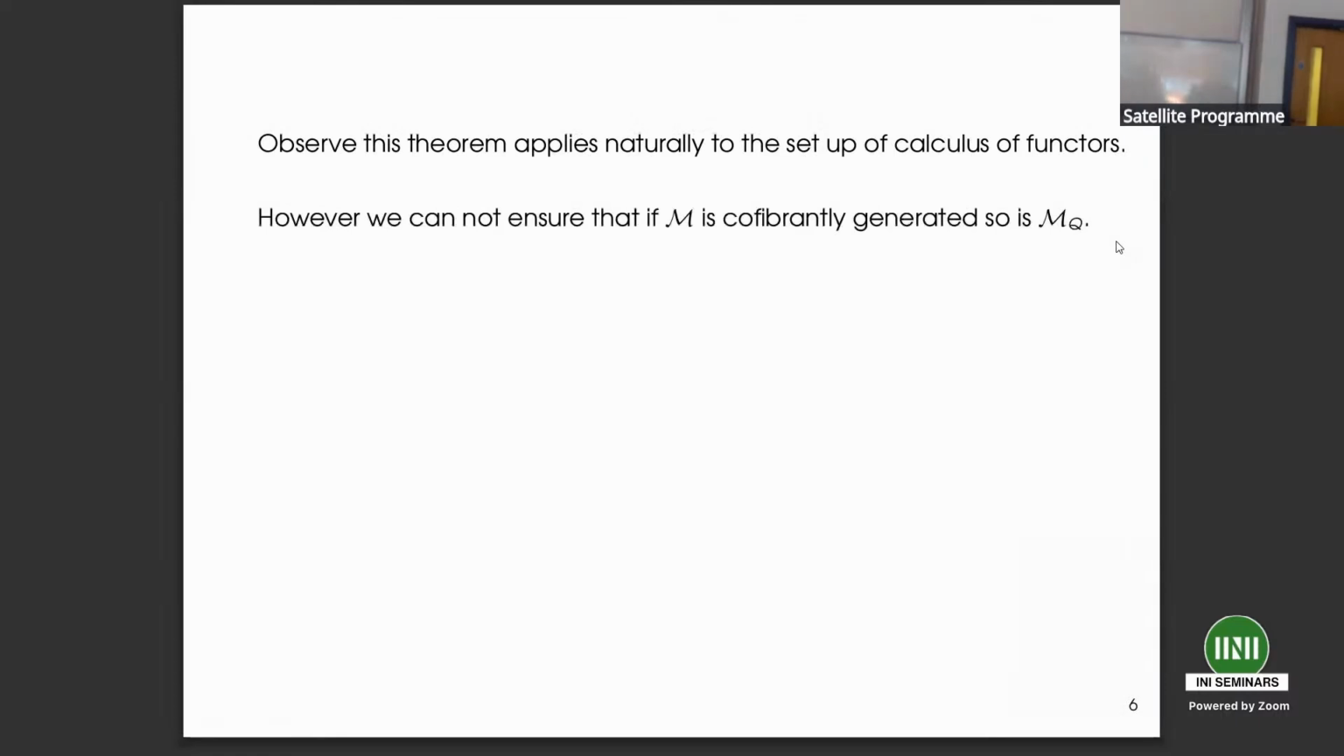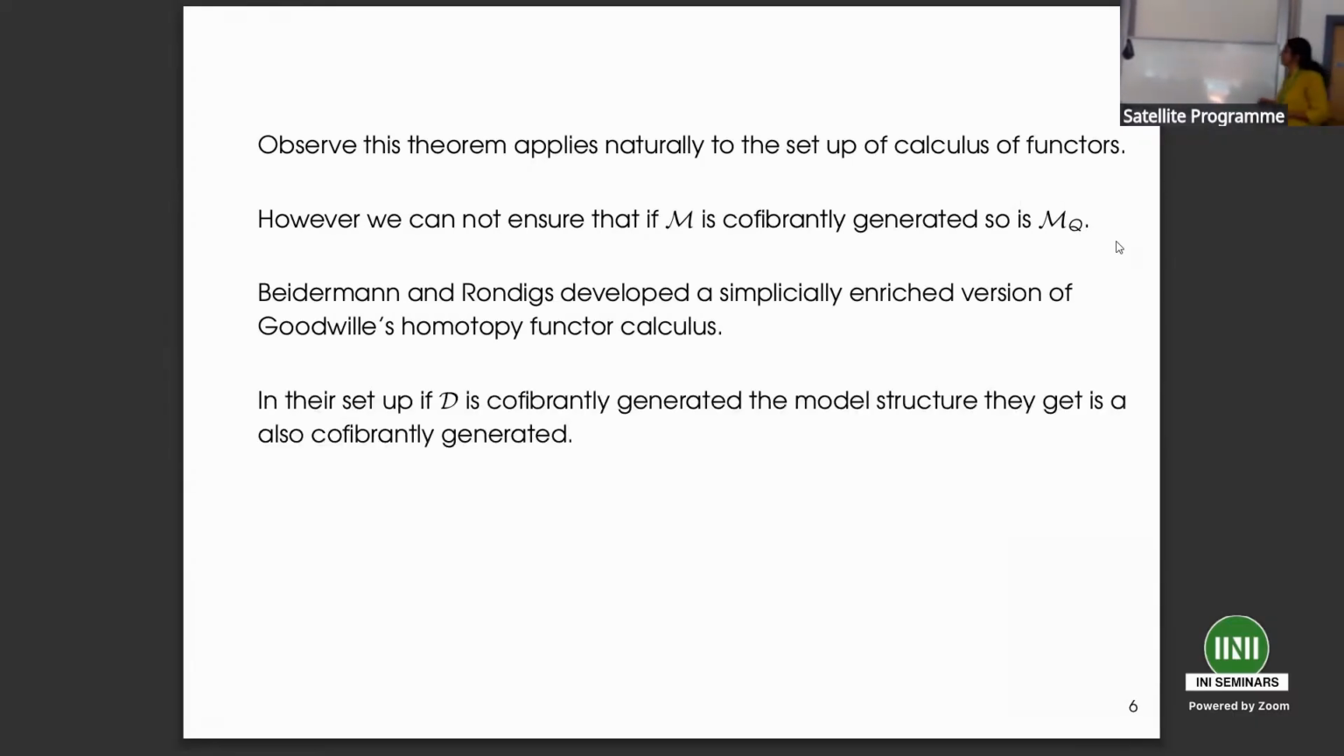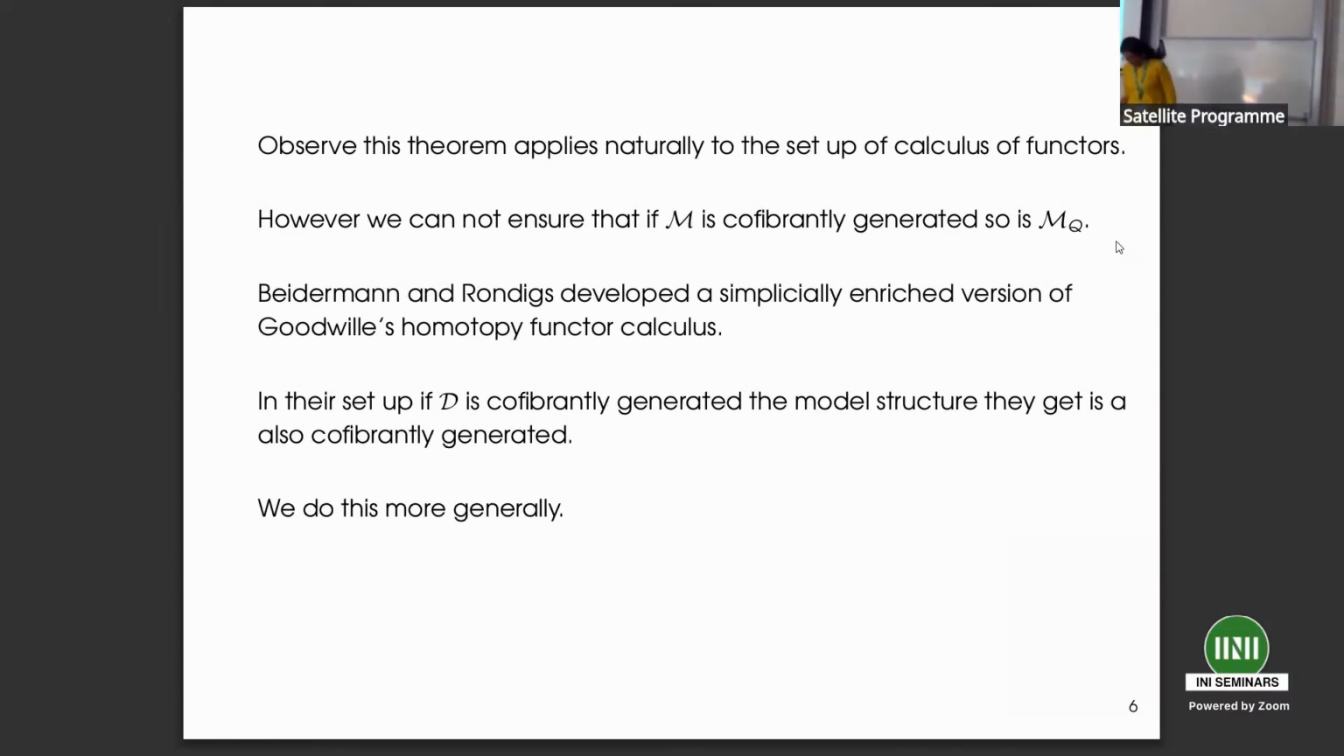What is not true is that this theorem does not say that if M is cofibrantly generated, then MQ is going to be cofibrantly generated. And that was the main focus of our project. Biedermann and Chorny worked on this in the context of Goodwillie's homotopy calculus. They made everything simplicially enriched, and after showing that you get a model structure, they showed that if D was cofibrantly generated, the model structure they get on functors from C to D is also cofibrantly generated.